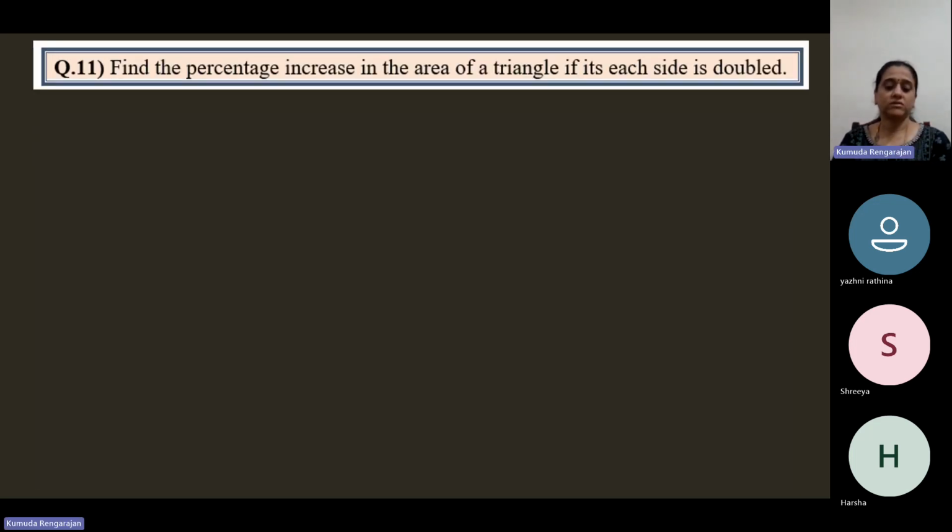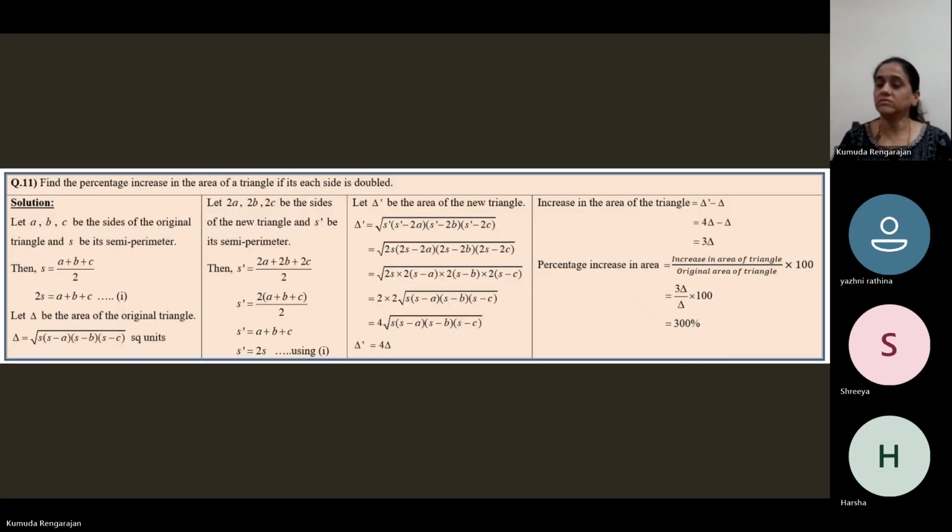See this question. Find the percentage increase in the area of a triangle if each side is doubled. Okay, see here.